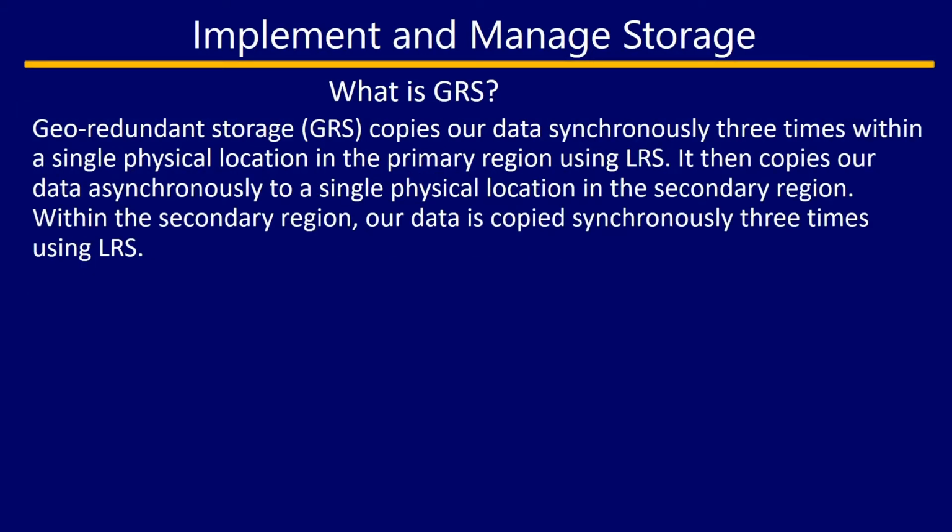What is GRS? Geo Redundant Storage (GRS) copies our data synchronously 3 times within a single physical location in the primary region using LRS. It then copies our data asynchronously to a single physical location in the secondary region. Within the secondary region, our data is copied synchronously 3 times using LRS.